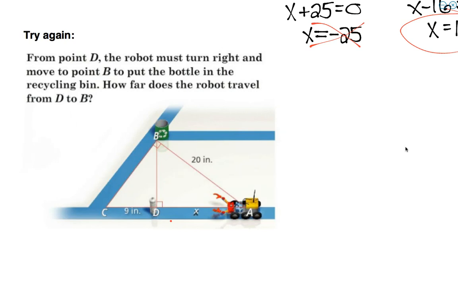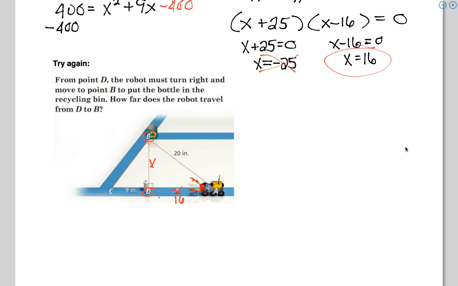All right, let's try this next one. From point D, the robot must turn right and move to point B to put the bottle in the recycling bin. How far does the robot travel from D to B? So this is what we're trying to figure out. We know this is now 16. So x is in the middle now. That's a heartbeat problem. So 9 over x, x over 16.